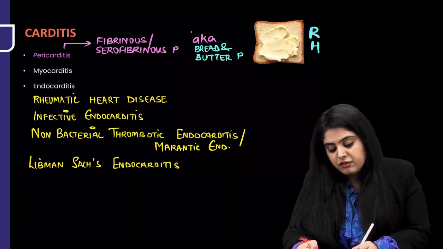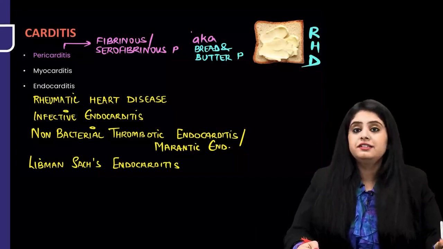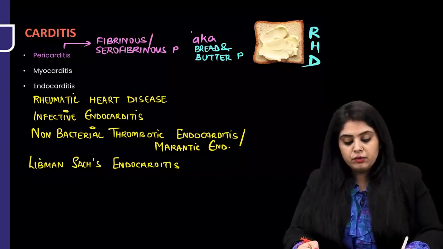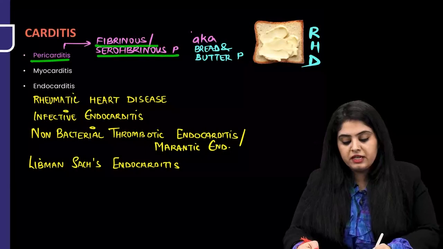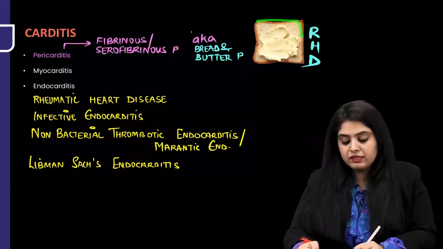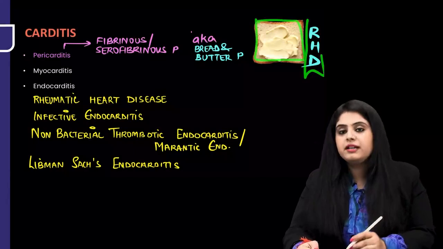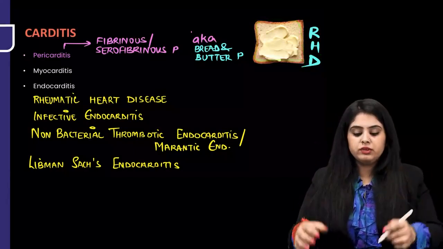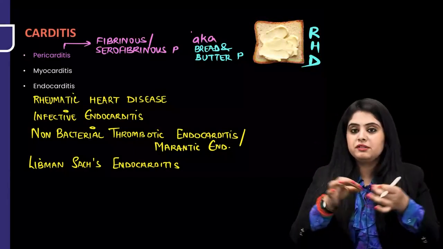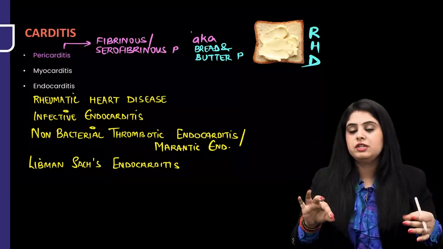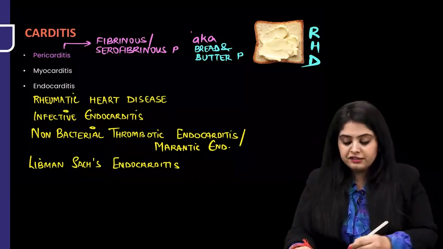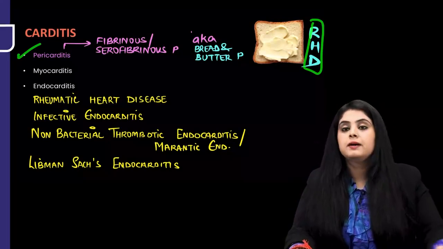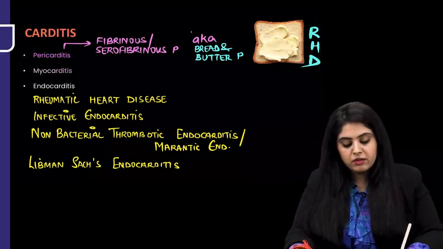It is seen in rheumatic heart disease. Rheumatic heart disease shows you a pericarditis called fibrinous pericarditis, known as bread and butter. It looks like bread and butter, and butter is stretchy, isn't it, so the fluid is fibrinous. Fibrinous means the fluid is going to be stretchy. So bread and butter pericarditis is seen in rheumatic heart disease. Tick mark. Next, what is the question that you'll get on myocarditis?